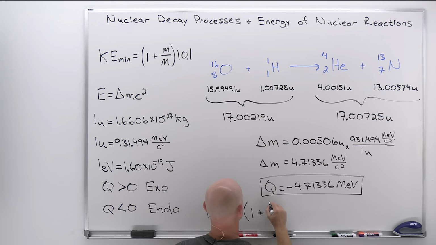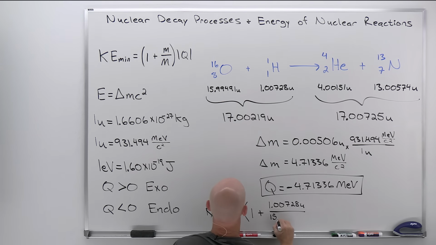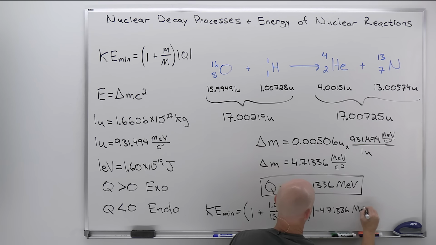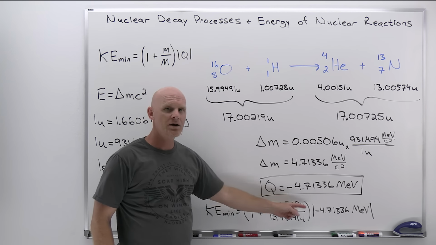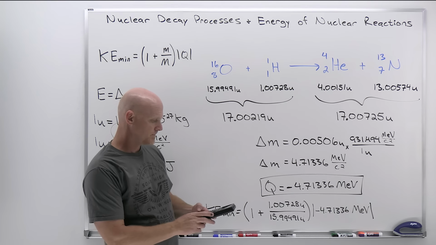And our proton again weighs 1.00728 unified mass units. Our target nucleus that we're ramming it into is 15.99491 unified mass units. And as long as these have the same units, those units are going to cancel, so I'm just going to leave it in unified mass units. And then we'll multiply it by the absolute value of 4.71336 mega electron volts and get an answer here. If you notice, this number here is going to come out just a little bit higher than 1, making our minimum kinetic energy just a little bit bigger than our Q value.